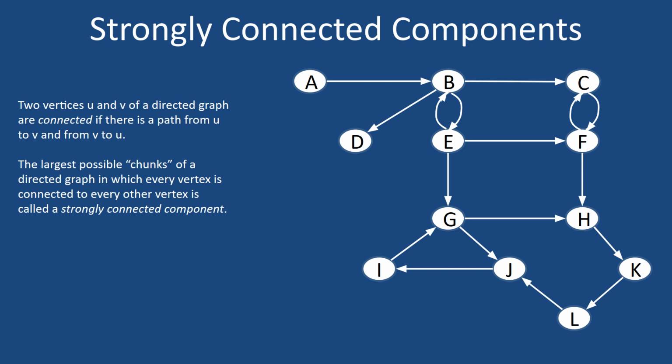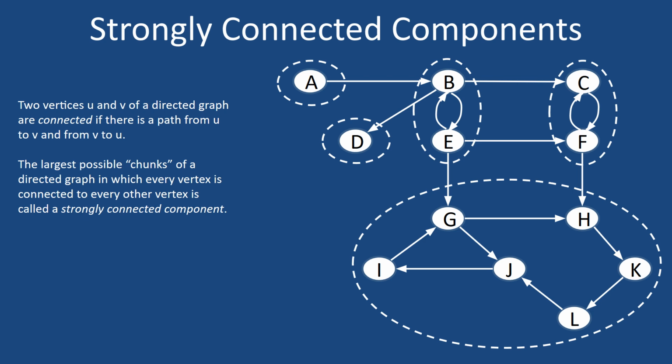BE is a chunk, and CF. So it turns out that's the fewest chunks we can make. So for any directed graph, you can decompose it into its strongly connected components.